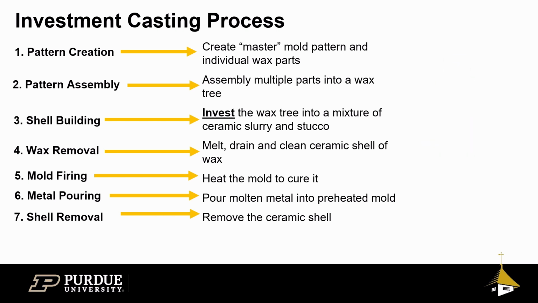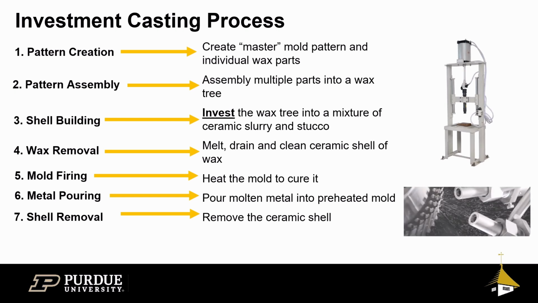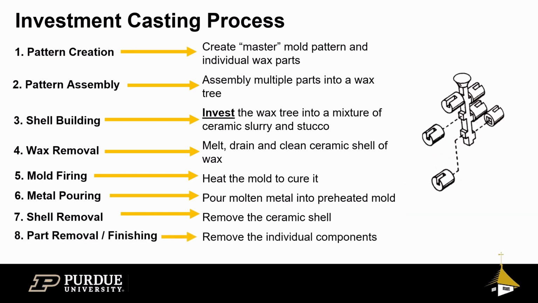Most of the shell can be removed by shaking the tree with a pneumatic hammer, and remaining chunks are shot blasted. If preformed ceramic cores are used in this design, then they are dissolved by dipping the finished tree into a caustic bath at this step. And finally, you are left with a metal tree of components. All that needs to be done now is remove the individual parts and finish them as desired.